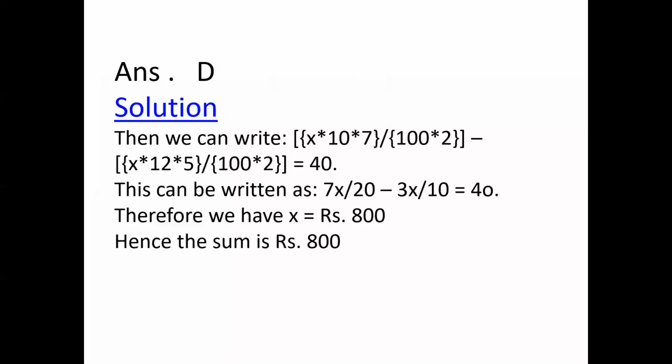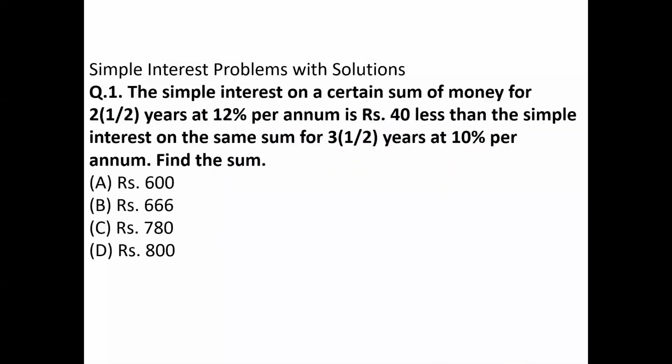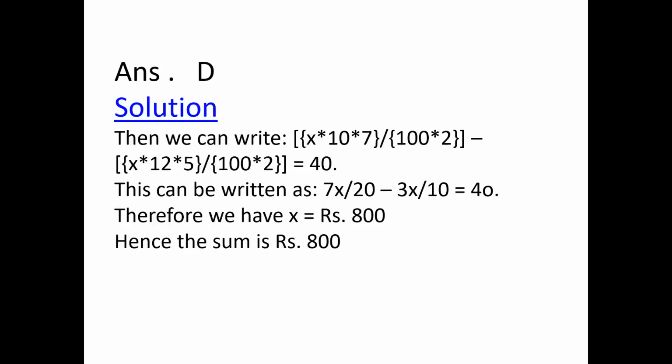Let's check. The answer is D. The given options are 600, 666, 780 and 800. So the answer is D, that is 800. How? Let's check. We can write x into 10 into 7 divided by 100 into 2, minus x into 12 into 5 divided by 100 into 2. That will give you 40.